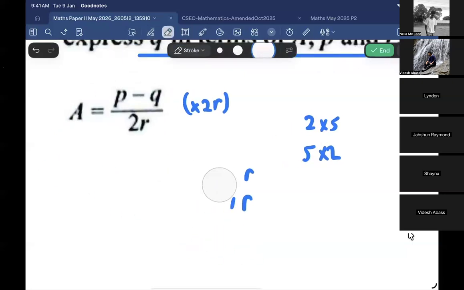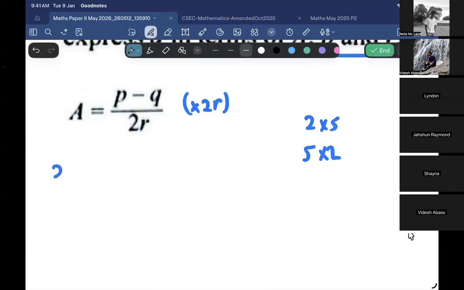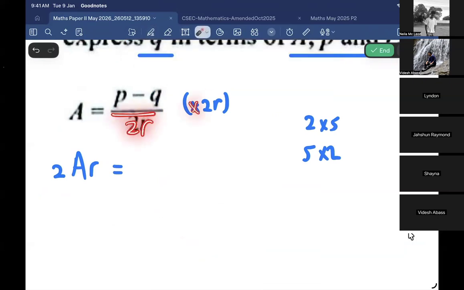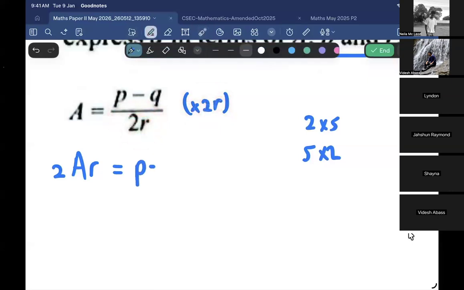So if I'm multiplying both sides by 2R, this is just going to be 2 what? 2AR. Exactly, 2AR. You understand? On the right hand side, we did the opposite of dividing by 2R. So we're gonna multiply that by 2R. And the point I'm trying to make is if you perform the opposite operation, it's gonna cancel off. So what's the only thing you have on your right hand side? P take away Q. Exactly. So the only thing you have is P minus Q.